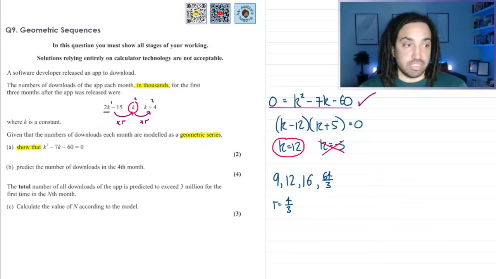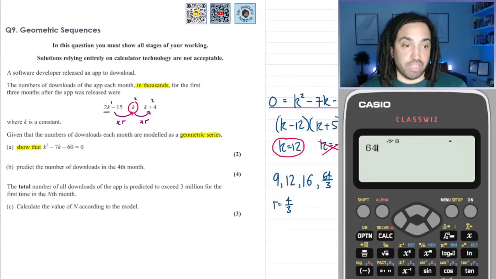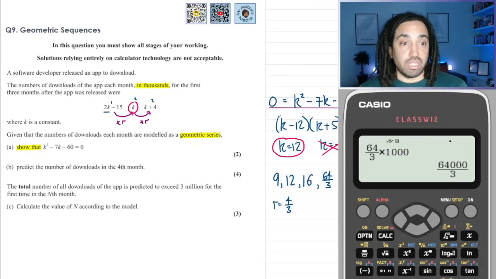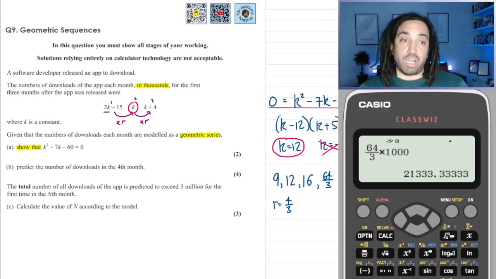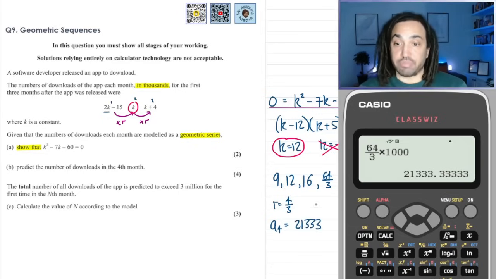I'm going to need a calculator to do that, because afterwards we need to times it by 1,000 because it's in thousands. So it's 64 over 3 multiplied by 1,000, so it is 21,333. So the fourth month, we'll call it A4, is equal to 21,333. Okay, perfect.